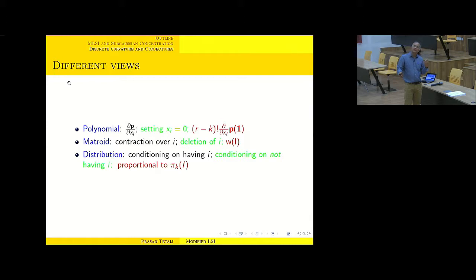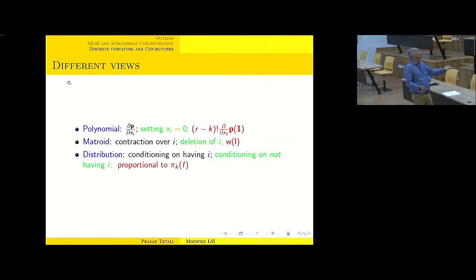Similarly, setting a variable to 0 corresponds to deletion. This is also a deletion matroid. All bases that don't contain a given element correspond to the deletion matroid of the original. That's probabilistically conditioning on not having that. Okay? Similar. So there's this translation. This is what the algebra of polynomials is giving us in terms of probability distributions over independent sets.